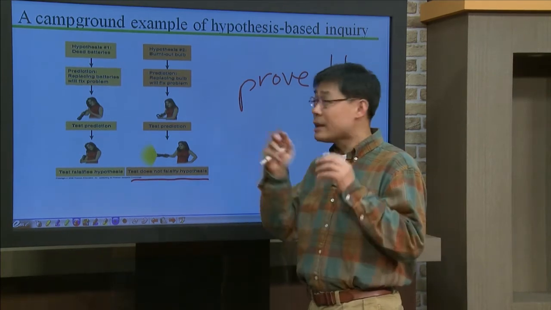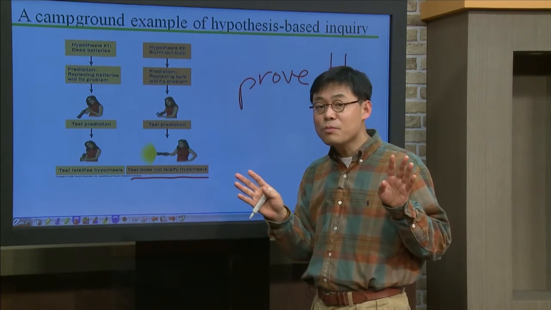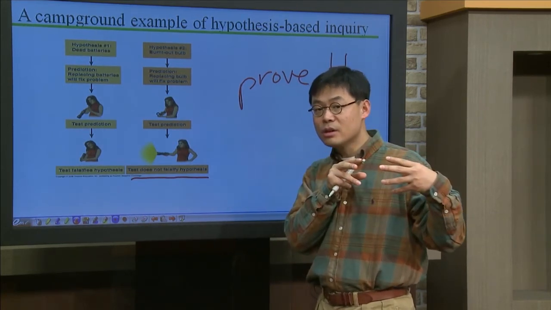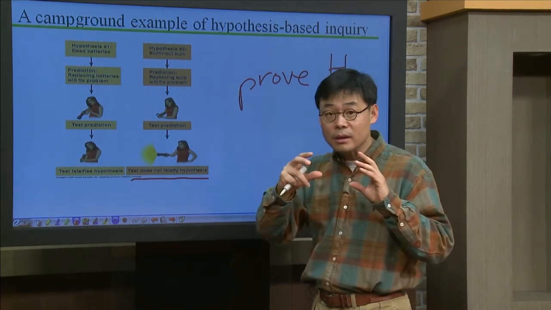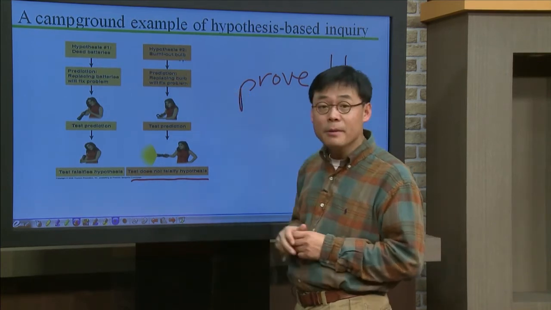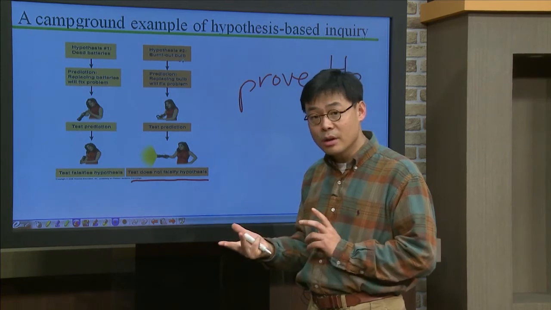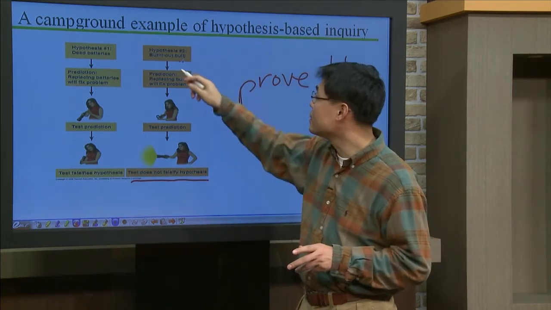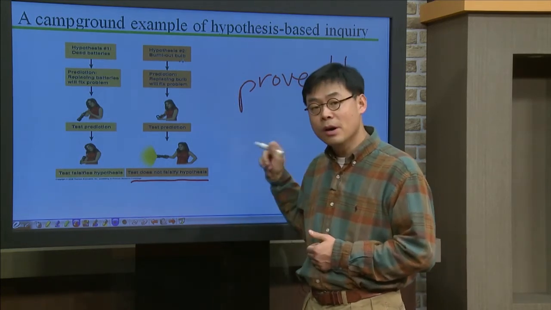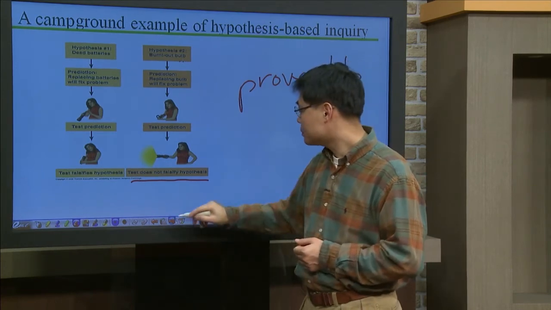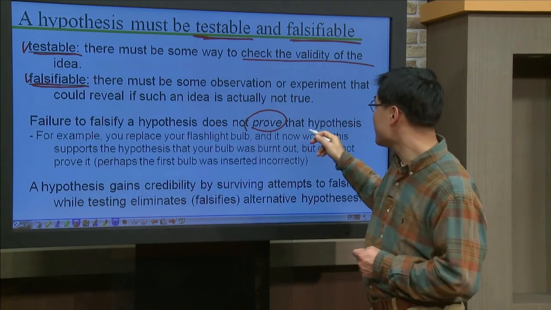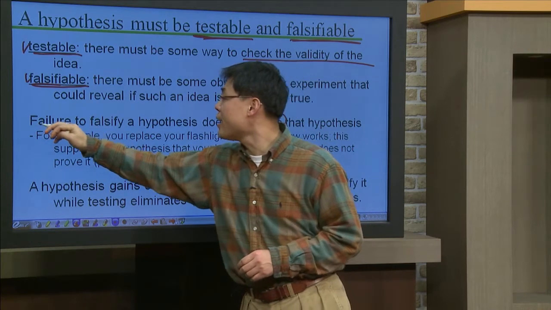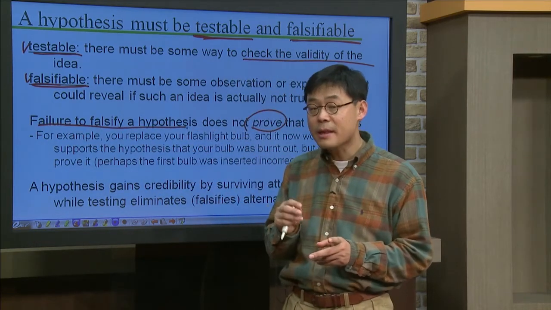For example, the light bulb works just fine, no problem with the light bulb, but you inserted it wrongly. You should insert it all the way down so that the flashlight works, but you inserted it only halfway so that there is no contact. Then even if the light bulb is okay, the flashlight still doesn't work. So even if you could not falsify this hypothesis, you haven't proved that the burnt out bulb was the actual problem for this observation. So failure to falsify a hypothesis does not prove that hypothesis. There may be some other hypothesis that is true. You failed to falsify the hypothesis, but you haven't proved that hypothesis yet.